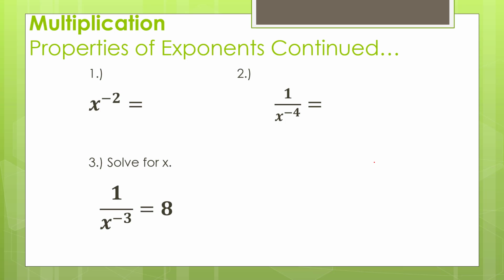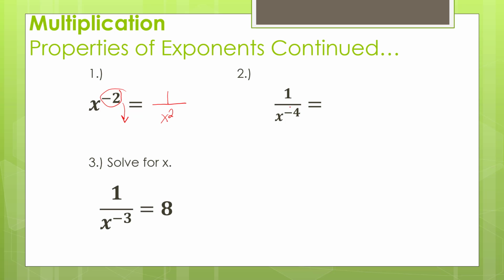So let's see if we can try one of these together. X to the negative second. In order to make it positive, we need to bring the power down into the basement. What's left in the numerator? Well, nothing's left in the numerator, so we have to put in the filler 1. Let's see if you can try the next two.